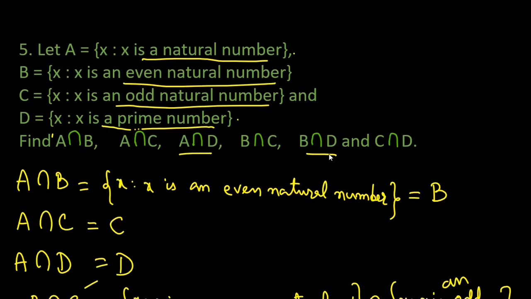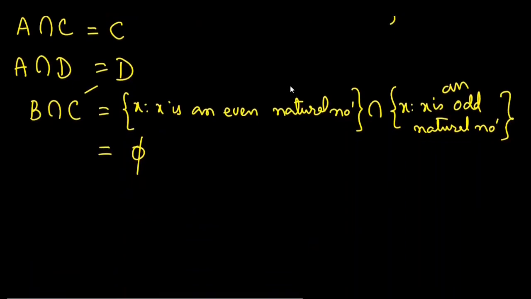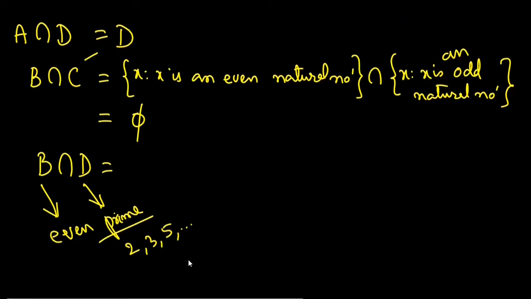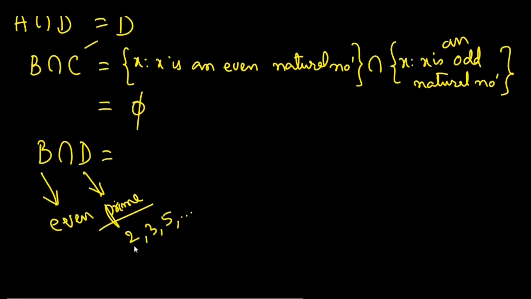Then B intersection D. B is even natural numbers and D is prime numbers. We know prime numbers are 2, 3, 5, etc. Among all prime numbers, only 2 is even. So B intersection D is {2}.